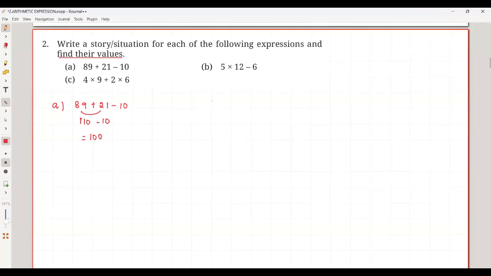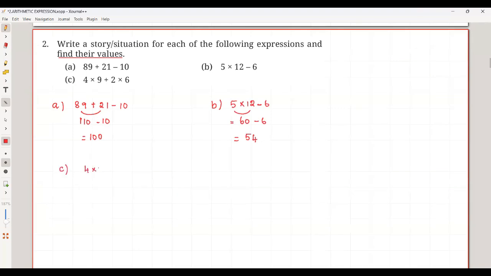So next, B1. Now 5 into 12 minus 6 is given, right? So first I have to do this multiplication. 5 12s are 60. So 60 minus 6 is equal to 54. I'll be getting 54.